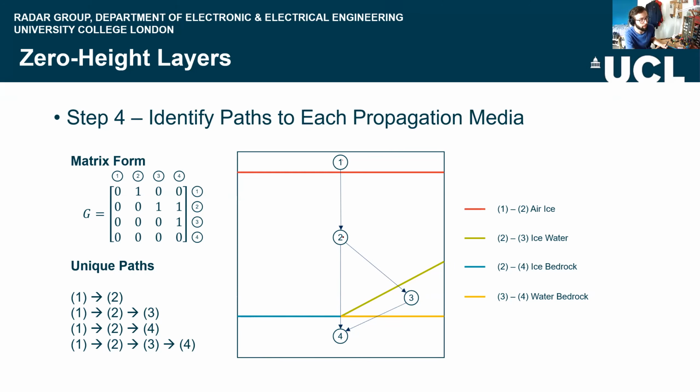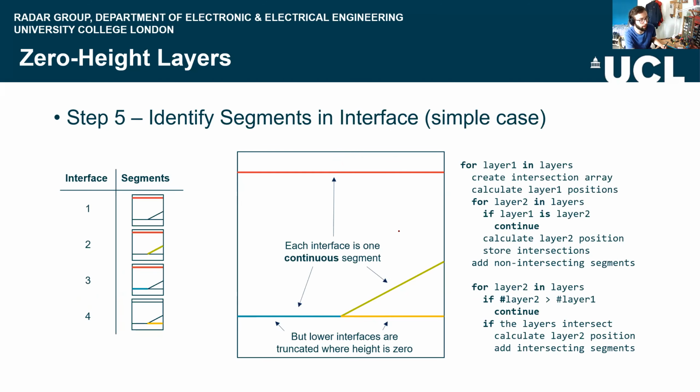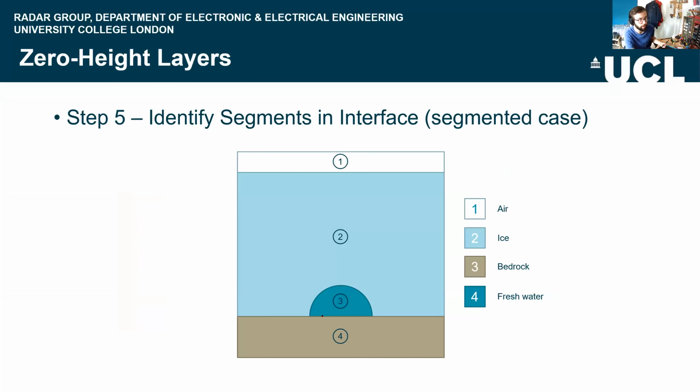So first of all, we can go from the first node to the second node. We can go from first to second to third, first to second to fourth, first, second, third, fourth. So we're able to identify that there are 4 unique paths from the first node to each subsequent node. So that's important for when we're going to split these interfaces into segments. So here, this is a simple case. We have 1 segment per interface, so there's not too much difficult to do there.